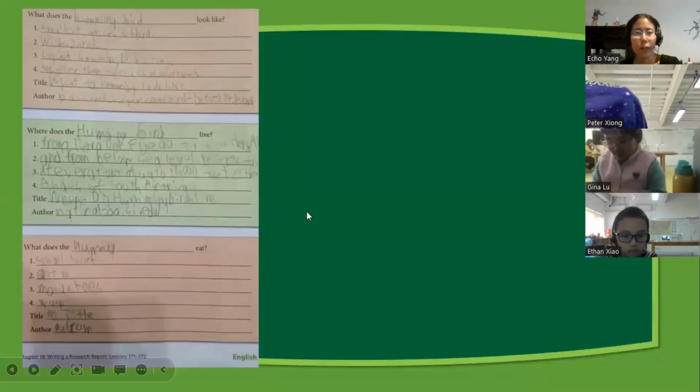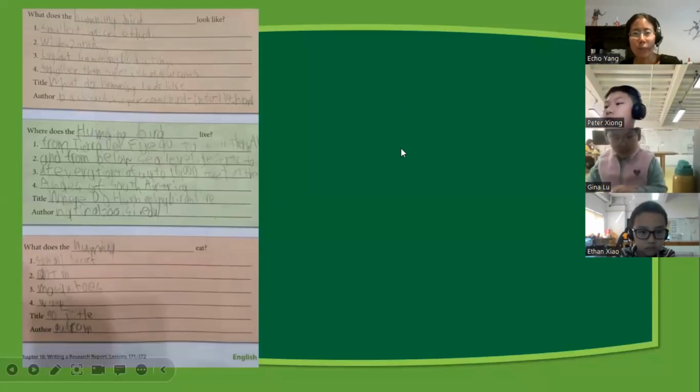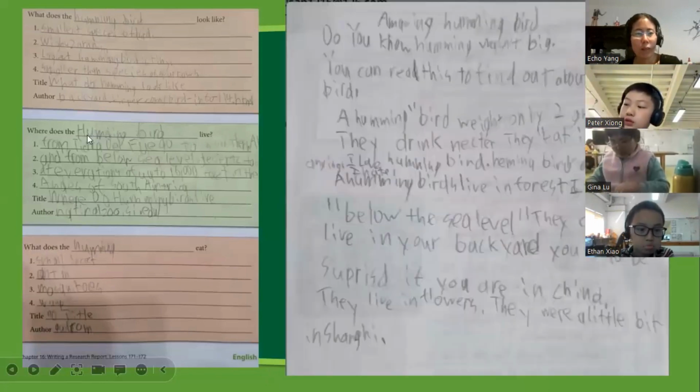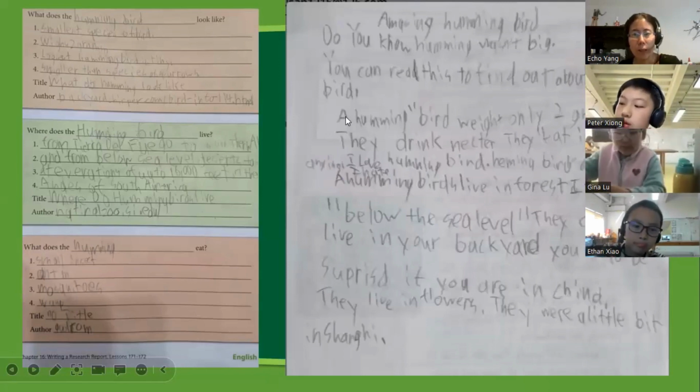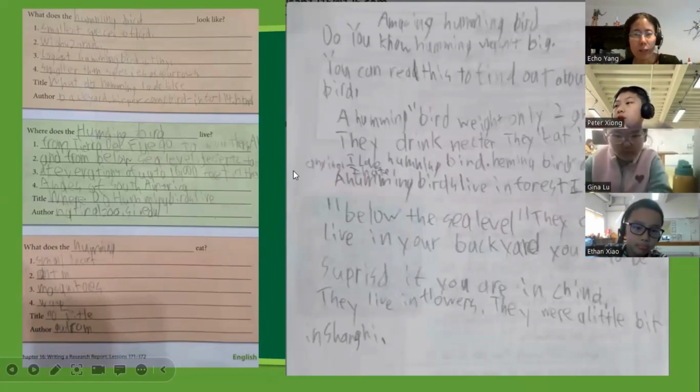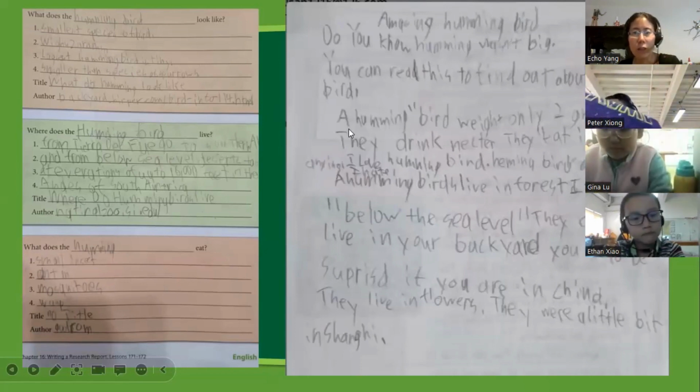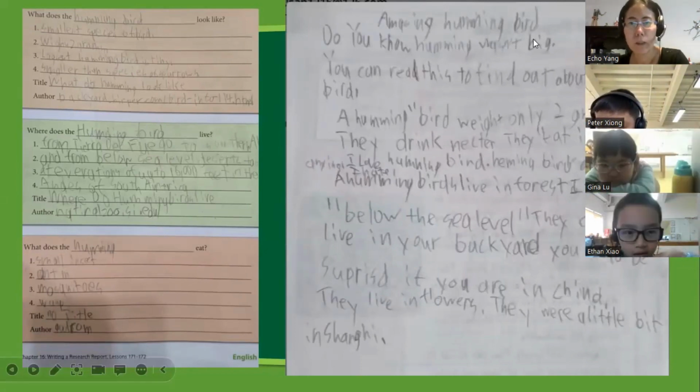And we are going to look at Easton's draft. So on the left is Easton's note card, and then the draft on the right. So Easton, can you read your draft? Easton, please. Okay.